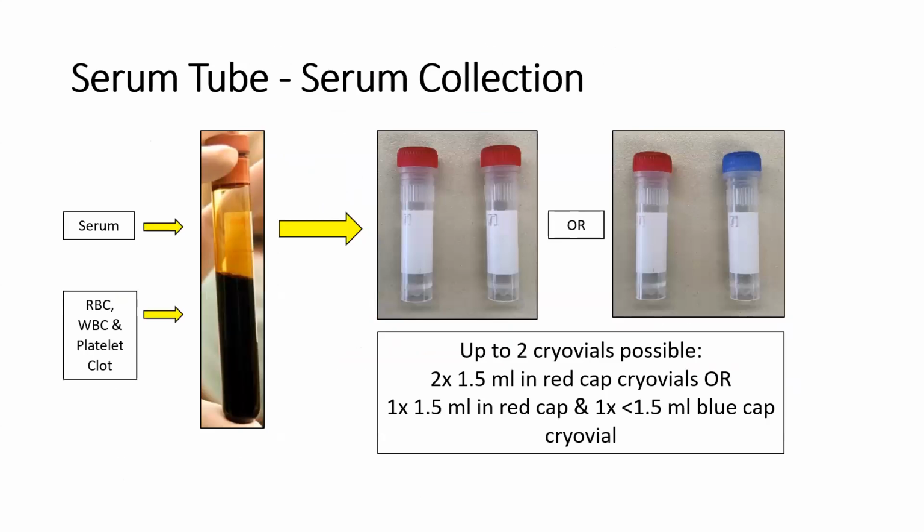And this is a picture of what the serum tube will look like once it's been spun down. You'll see the serum on top and the red blood cells, white blood cells, platelet clot on the bottom. And then you'll have 2 options. You could have 2 1.5 ml red cap cryovials, or 1 full one and 1 residual, depending on the original volume of the tube.